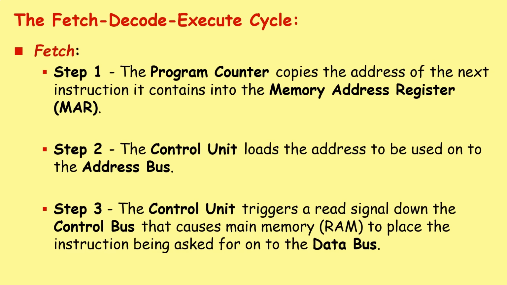Step 1. The program counter copies the address of the next instruction it contains into the memory address register. Step 2. The control unit loads the address to be used onto the address bus. Step 3. The control unit triggers a read signal down the control bus that causes main memory, RAM, to place the instruction being asked for on the data bus.